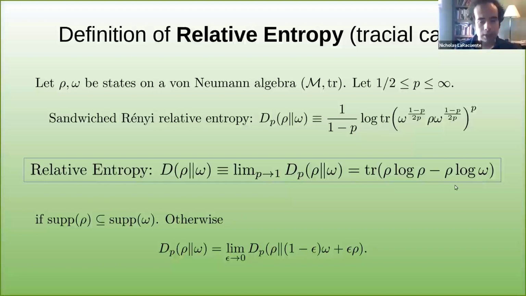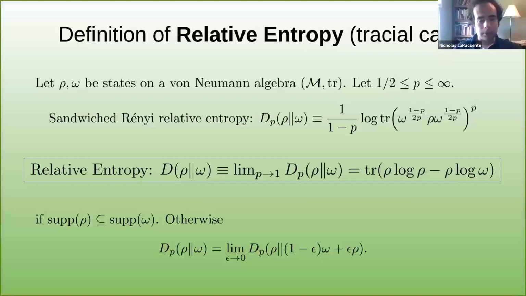Now, you may notice that this quantity is not always finite. In fact, if the support of rho is not contained in the support of omega, then it goes to infinity. And in that case, we will define it by another limit. It's generally okay that sometimes this quantity is infinite. That actually has some interpretation to it.